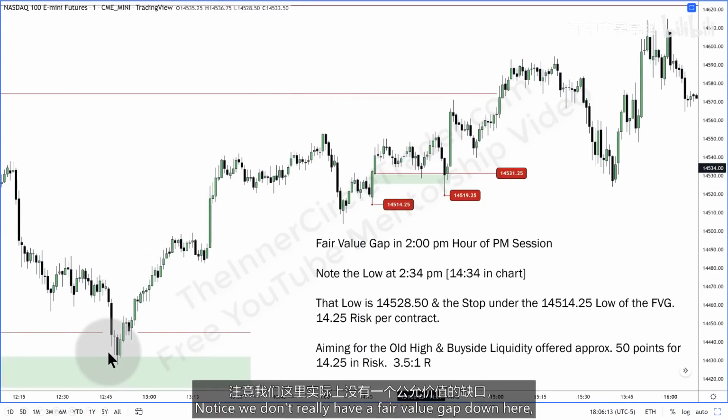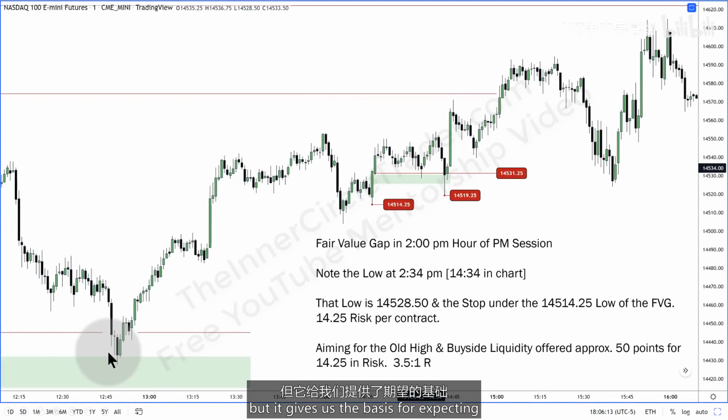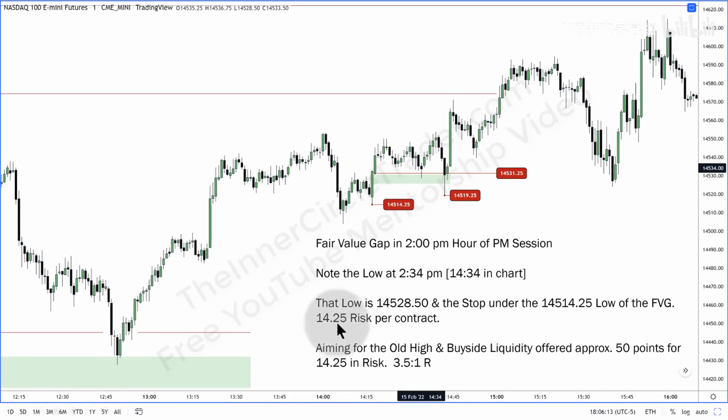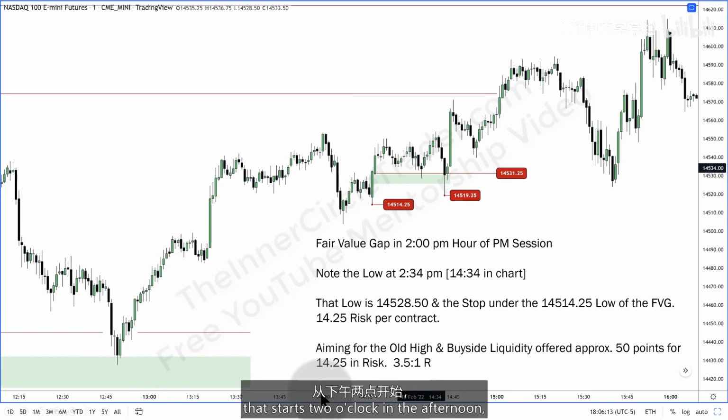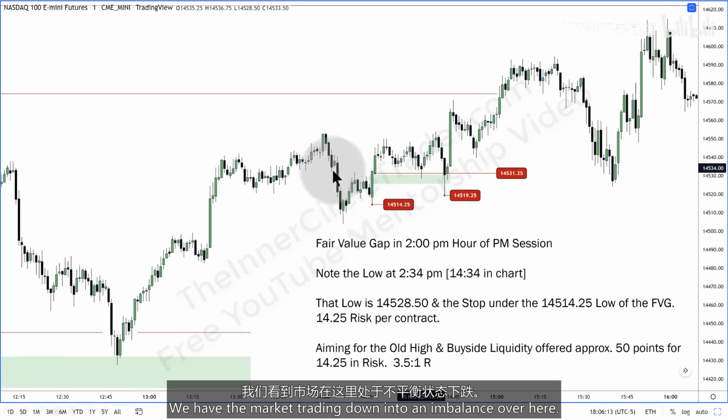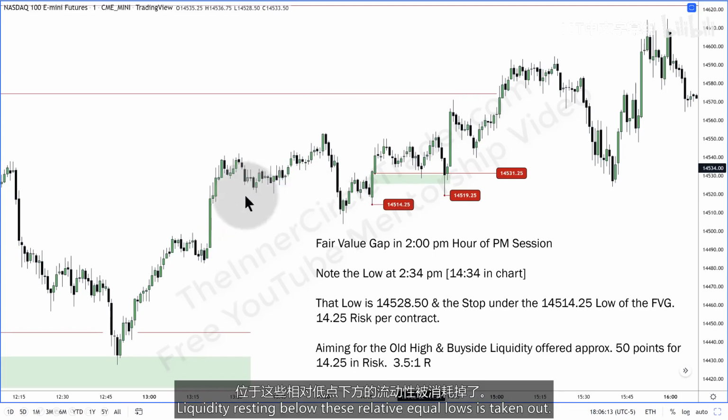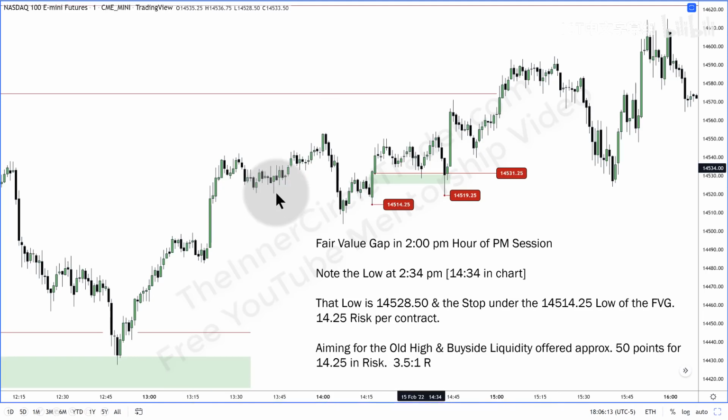Notice we don't really have a fair value gap down here, but it gives us the basis for expecting the price to start to rally into the afternoon. Now, at 2 o'clock in the afternoon, 1400 on this TradingView chart, New York local time, we have the market trading down into an imbalance over here. Liquidity resting below these relative equal lows is taken out.